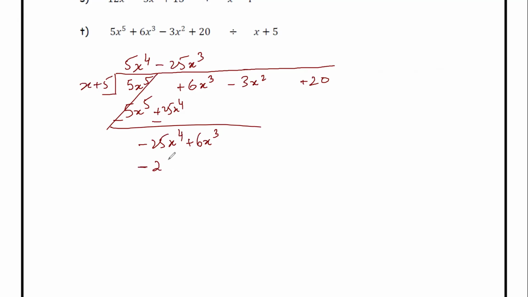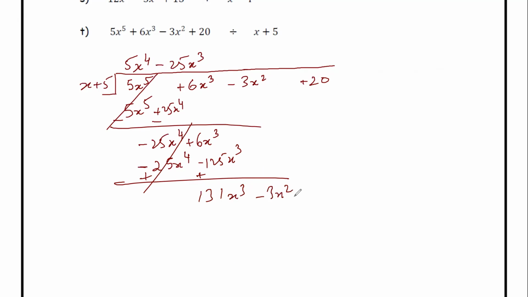So I got negative 25x to the power 4. And this negative 25x cubed into 5 is negative 125x cubed. Change the sign. This goes, and I got 125 and 6, 131x cubed. Bring down negative 3x squared. So now I want 131x squared out here into x gives me 131x cubed.